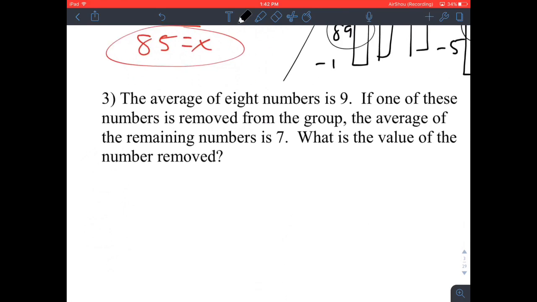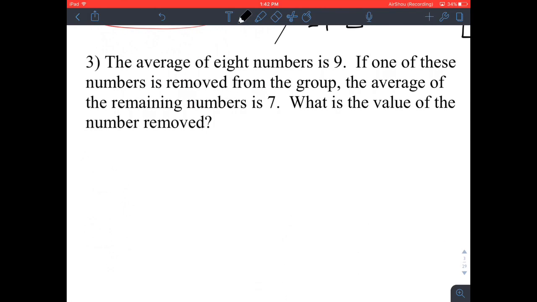The average of 8 numbers is 9. So mean equals sum of all the numbers divided by how many numbers we have. The average of the 8 numbers, mean, is 9. There are 8 numbers. We don't know what the sum is. If one of these numbers is removed from the group, the average of the remaining numbers is 7.